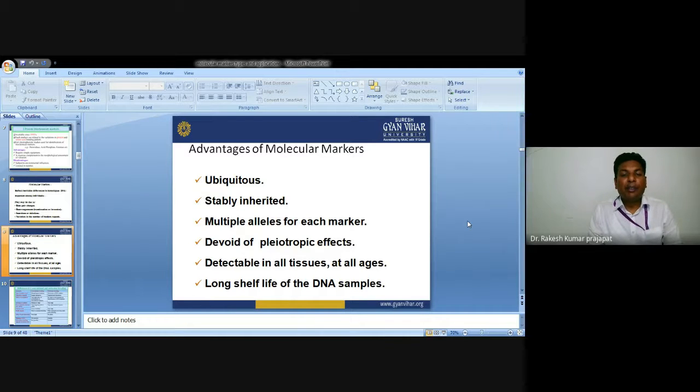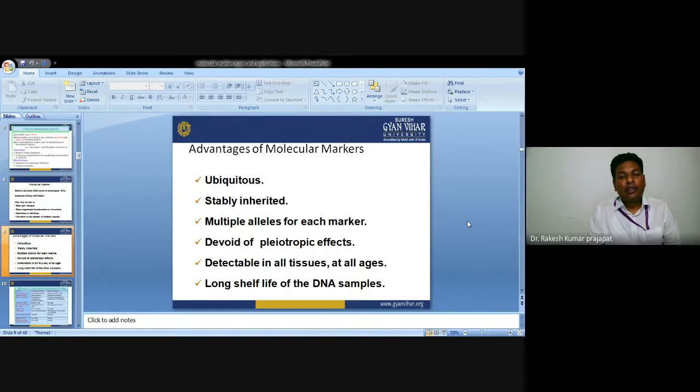Multiple alleles for each marker. As I told you, genes have different alleles, meaning different forms of a gene are known as alleles. A particular gene can have more than two alleles, so polymorphic genes are also there. Maximum, a single nucleotide can get replaced by three other nucleotides, so we have three or four. Similarly, if a particular nucleotide gets changed, instead of it we have purines or pyrimidines, so multiple alleles can be generated for a particular marker. They are also devoid of pleiotropic effect; they do not have a pleiotropic effect.